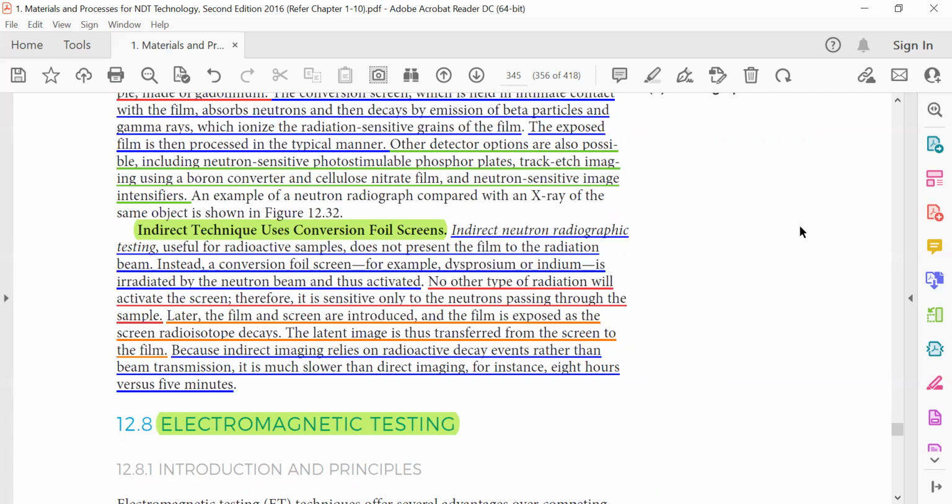Later, the film and the screens are brought together and the film is exposed. The screen radioisotope decays. The latent image is thus transferred from the screen to the film. Because indirect imaging relies on radioactive decay events rather than beam transmission, it is slower than direct imaging. For instance, 8 hours versus 5 minutes.